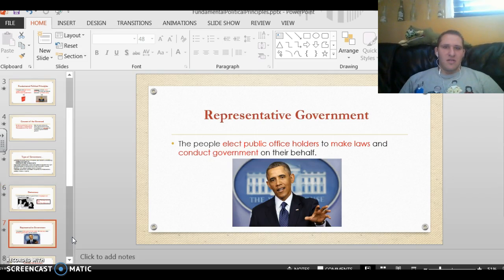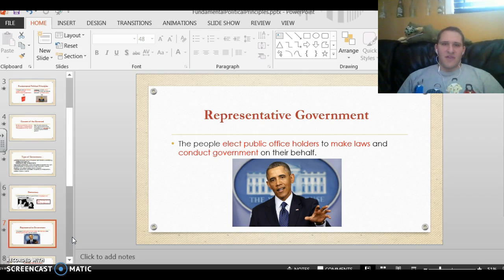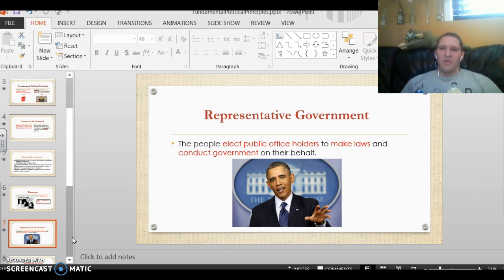All right. The third fundamental principle is representative government. And in a representative government, the people elect officials to make laws and run the government on their behalf. So we elect senators, we elect representatives, we elect the president. And the president is supposed to make decisions for the people. They're not supposed to have their own interests. They're supposed to have the people's interest in mind.